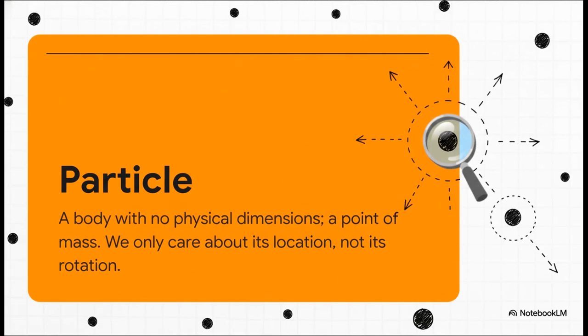First up, we have the ultimate simplification: the particle. A particle is basically just a dot, a single point of mass. It has no size, no shape, no dimensions at all. When we model something as a particle, we're saying, hey, for this particular problem, I don't care about its size, and I definitely don't care if it's spinning. All that matters is its location in space. Where is it? That's it.